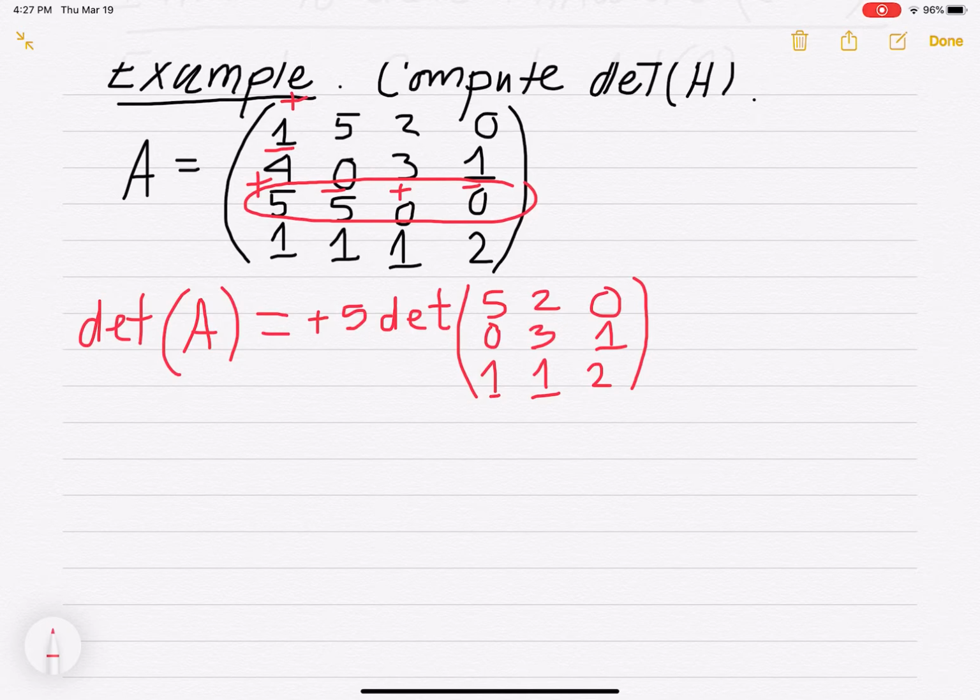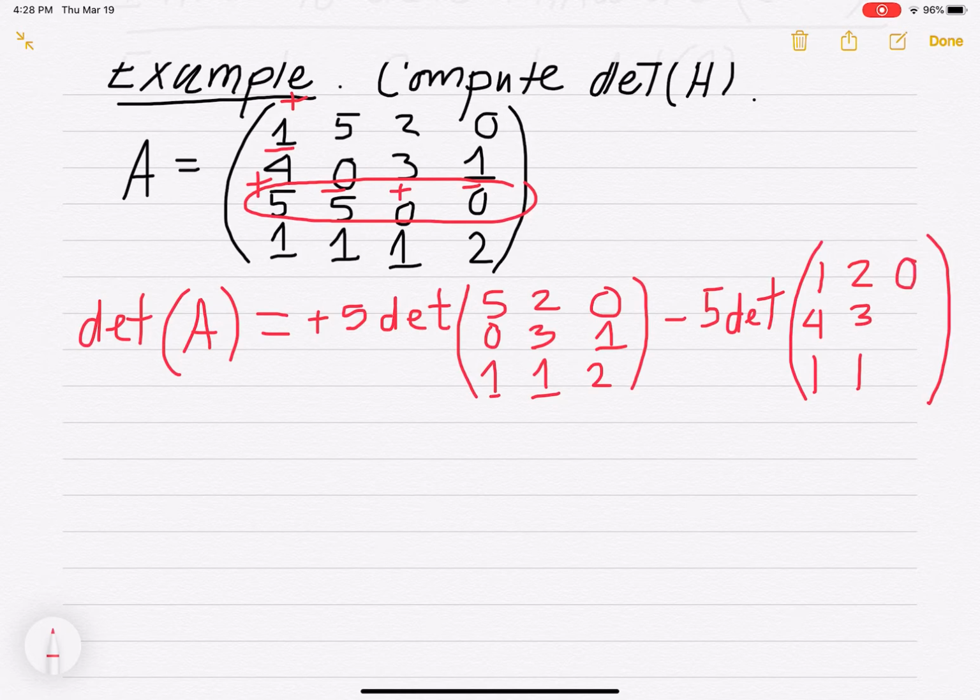Okay, now I'm going to go to next, change sign. So I had a plus 5, now I'm going to do a minus 5. Determinant of submatrix. Which submatrix are we doing here? So we're crossing out this time the third row and the second column, and we're going to have the submatrix 1, 4, 1, 2, 3, 1, 0, 1, 2.